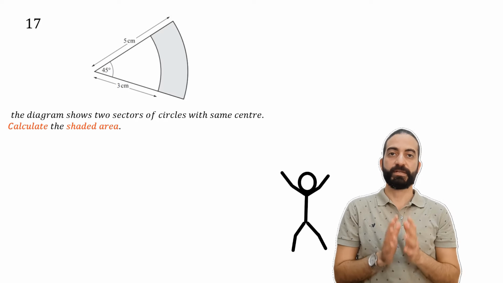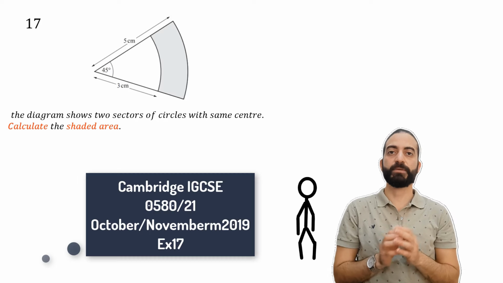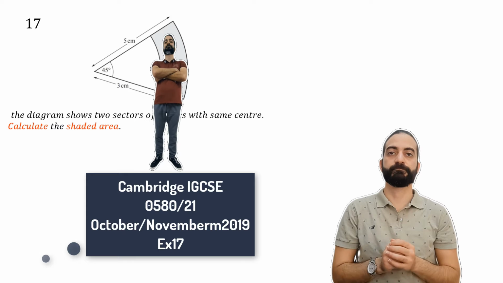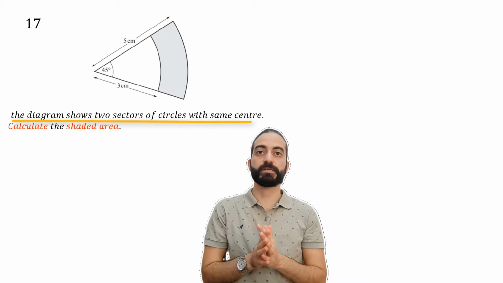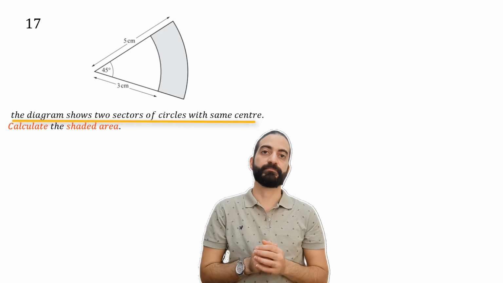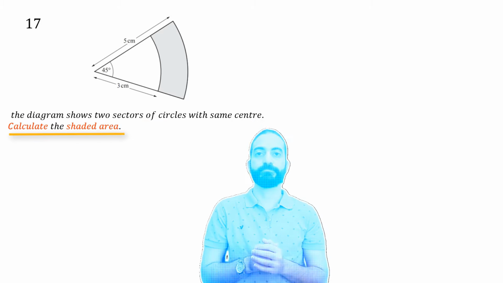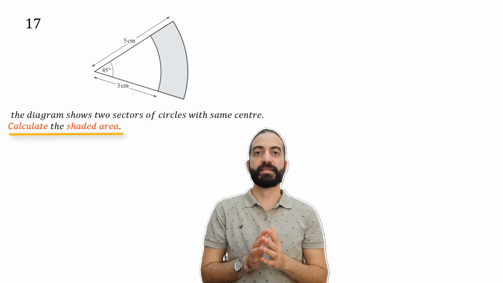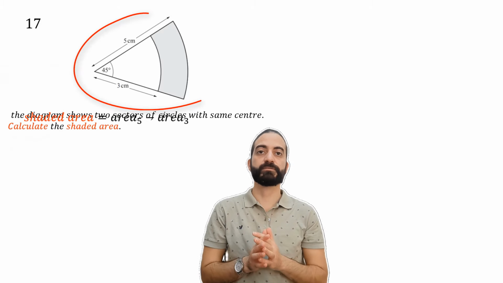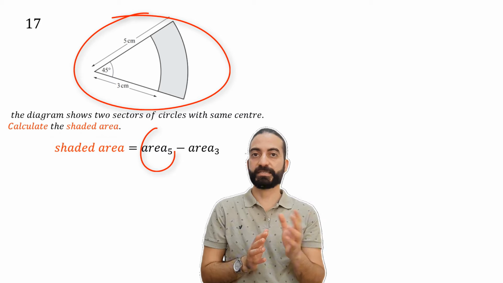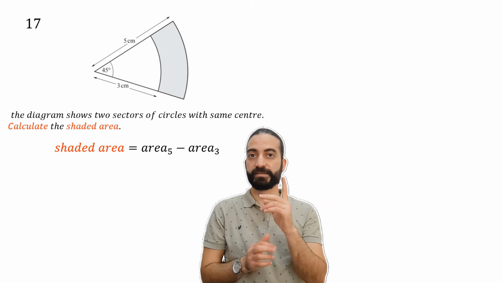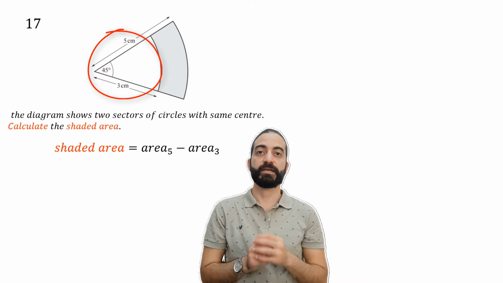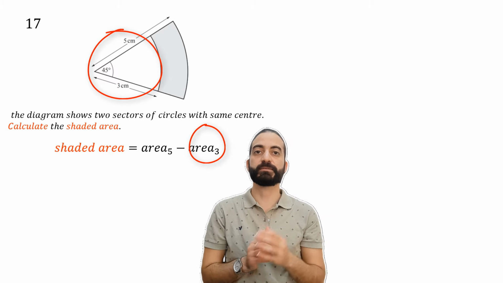Hello everyone. We'll start by solving question 17 of the Cambridge IGCSE 2019 exam. The diagram shows two sectors of circles with the same center. Calculate the shaded area. The shaded area is the area of the full sector, which has radius equal to 5 centimeters, minus the area of this part, which has radius equal to 3 centimeters.